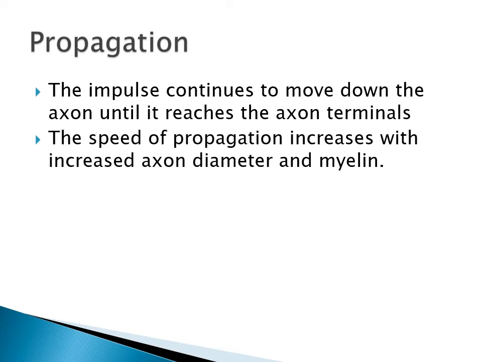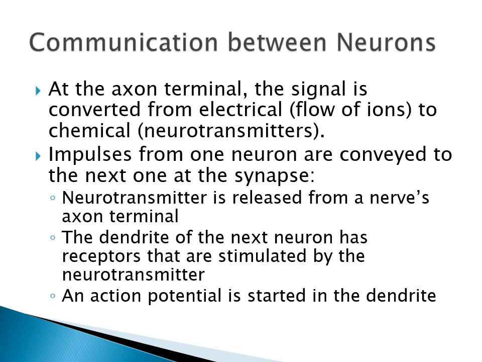This can be sped up by increasing the axon diameter and by myelin, because instead of having to go to each adjacent piece of the axon, the signal will jump from one node to the next, making it go much quicker because it can skip large chunks of the axon. Once that depolarization makes it to the end of the axon, we've reached the axon terminal. And so the signal gets converted from electrical, that flow of ions that we saw, the sodium and potassium changing places, to a chemical signal, the neurotransmitters.